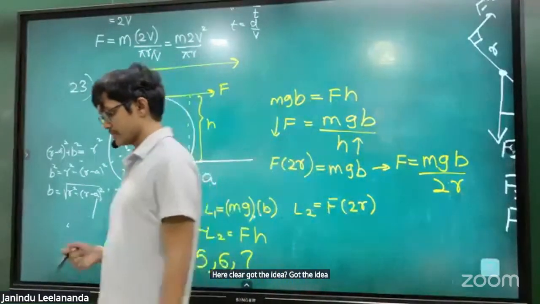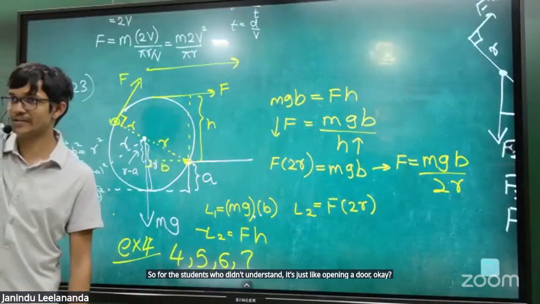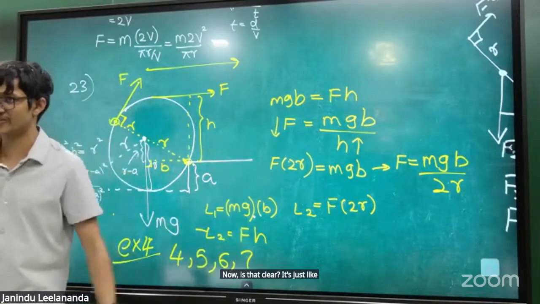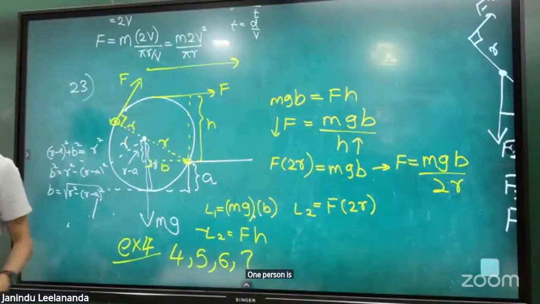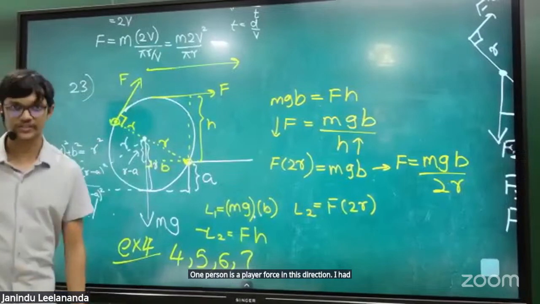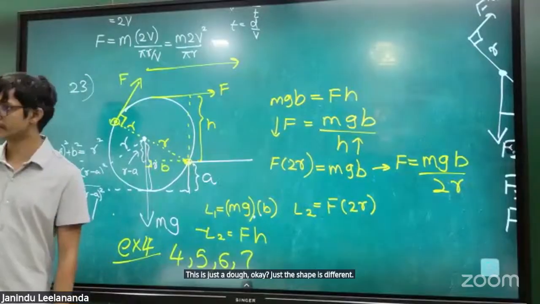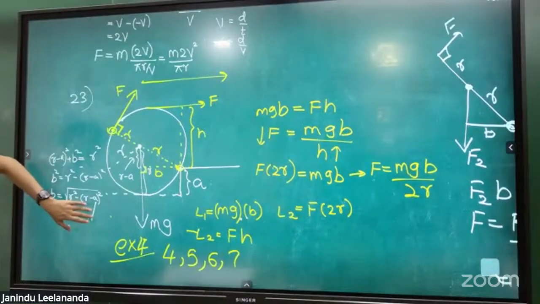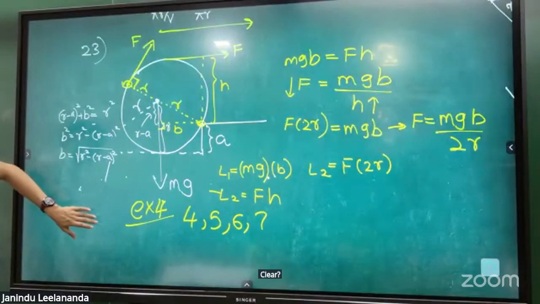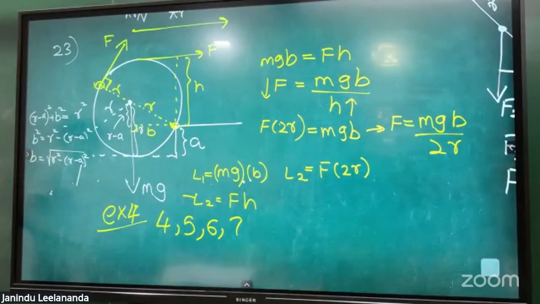So for the students who didn't understand, it's just like opening a door, okay? Nothing new. One person is applying a force in this direction. I have to provide an opposite moment, that's all. Clear? Then I can open the door. This is just a door, okay? Just the shape is different. Clear? Now let's try exercise for question number 4.